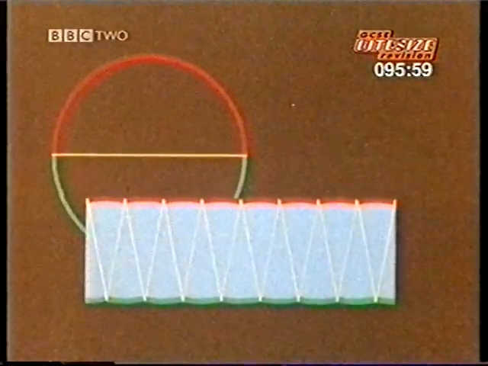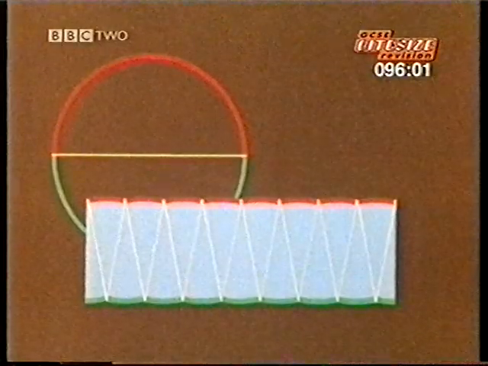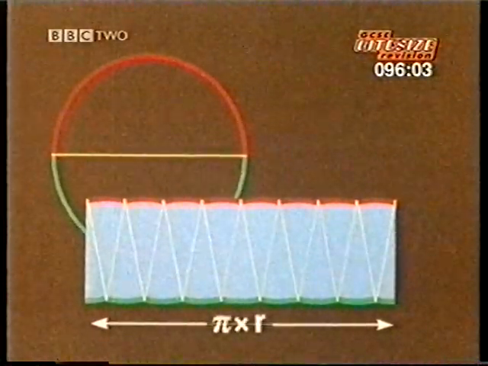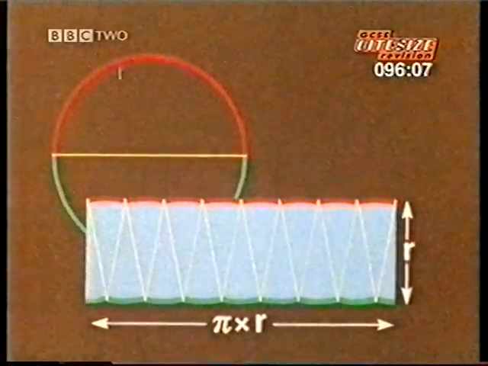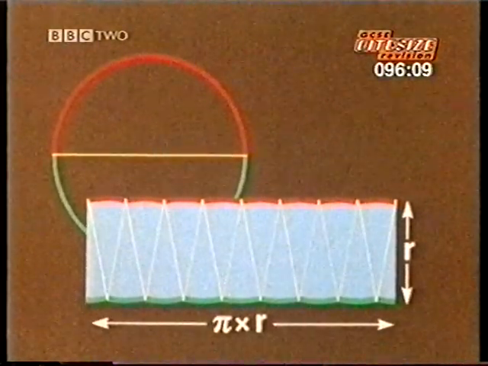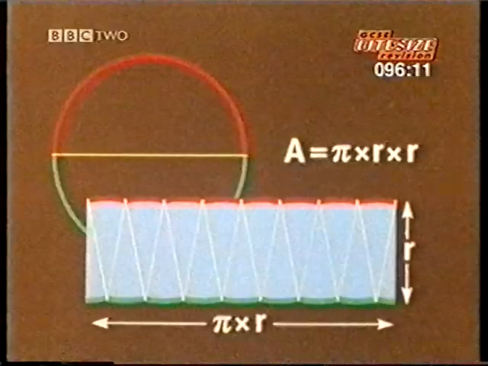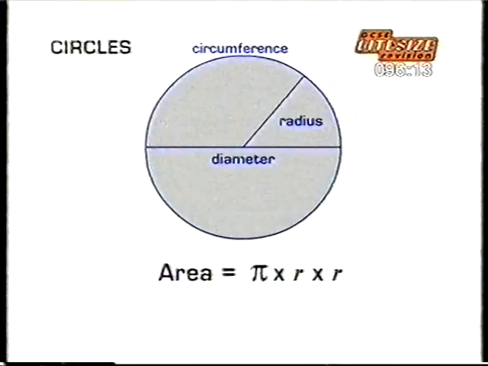We can see that the long side of the rectangle shape is half the circumference of the original circle, pi times r, and the short side is the same as the radius, r. So the area is pi times r times r. So the formula for the area of the circle is A equals pi times r times r, which we write as A equals pi r squared. This is a really important formula to remember.